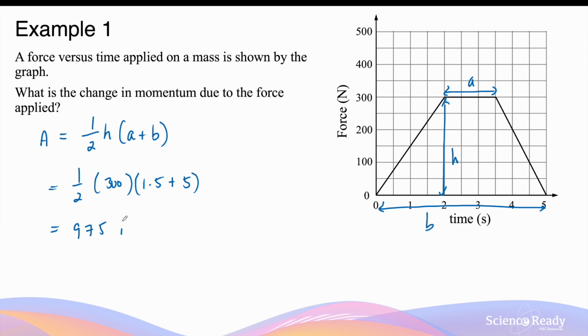And the unit for this will be newton second, which is simply the SI units of the y-axis and x-axis multiplied together. And since we said earlier the change in impulse is equal to the area under the curve, this is in fact my change in momentum of the object, 975 newton seconds, or you can write this as the alternative unit of kilogram meters per second.